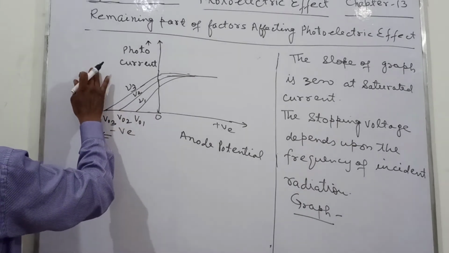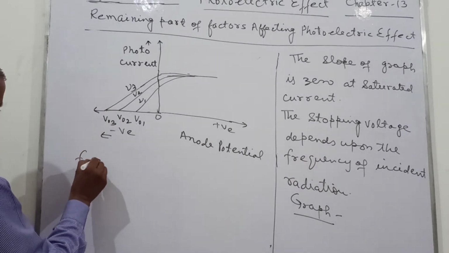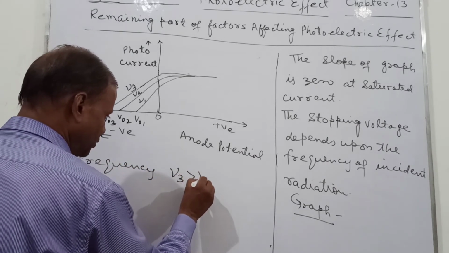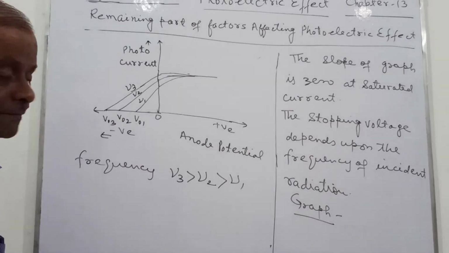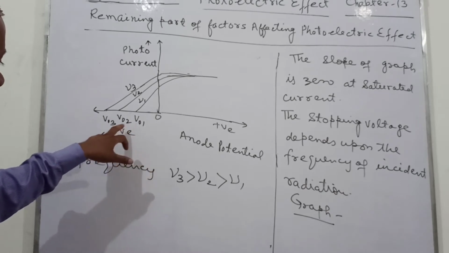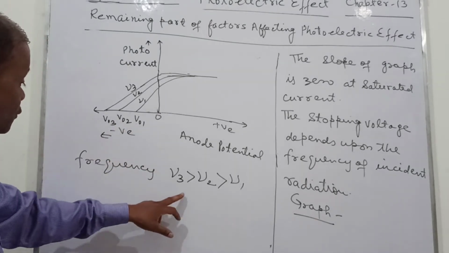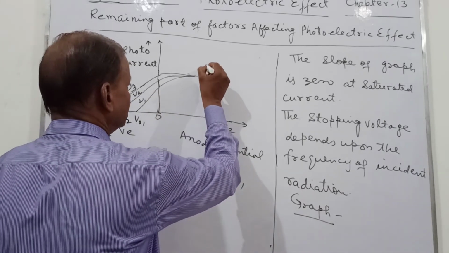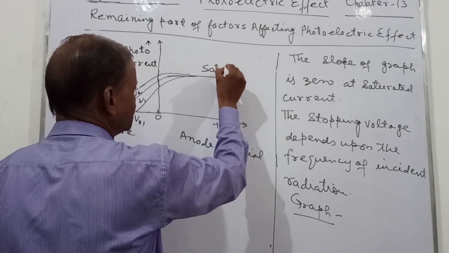The frequency nu 3 is greater than nu 2, which is greater than nu 1. So as the frequency increases, the cutoff voltage increases. As the potential increases on this side, the photocurrent also increases up to the saturated current.